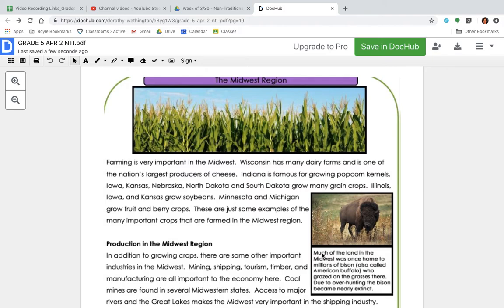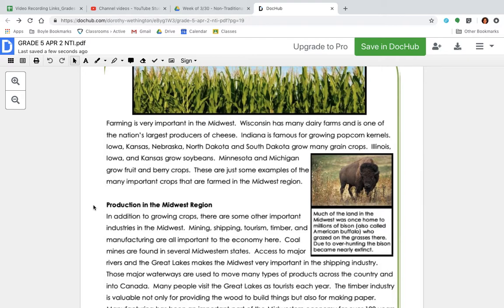In this picture, much of the land in the Midwest was once home to millions of bison, also called an American buffalo, who grazed on the grasses there. Due to overhunting, the bison became nearly extinct.